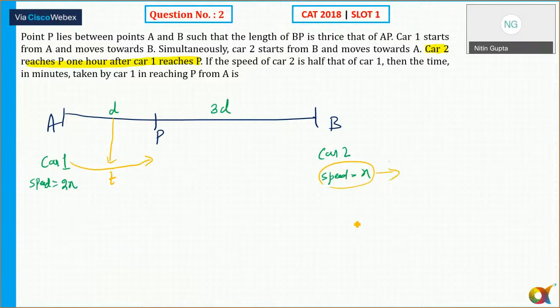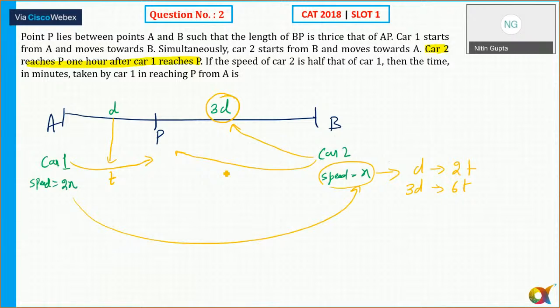Because the speed has become half, for traveling distance D, this car is going to take a total time of 2T, because the speed of car 2 is half. So for traveling the same distance D, it will take double the time, 2T. So for a distance of 3D, because this car is traveling a distance of 3D, it will take a total of how much time? A total time of 6T. So car 2 is reaching point P in 6T.